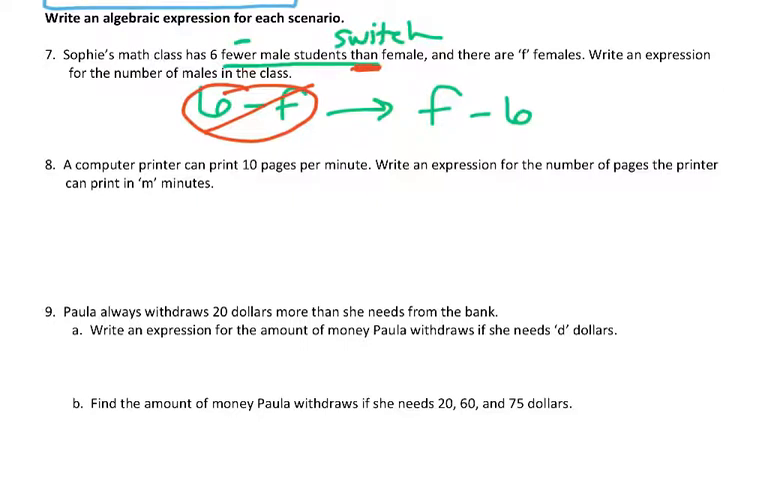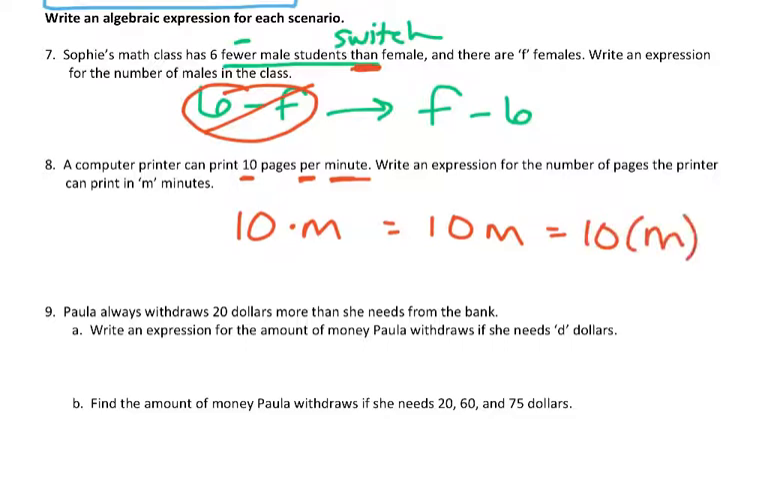Alright, the next piece is a computer printer can print 10 pages per minute. Super. Write an expression for the number of pages the printer can print in n minutes. So as we take a look at where the number is, notice that the number is by the word per and then minute. So again, in this case, we're going to be doing 10 per minute, meaning multiplying, or 10n, or parenthesis people, 10(n). Okay, so either one of those is our option.